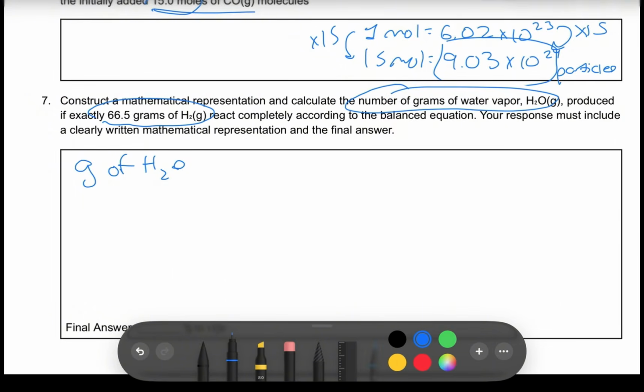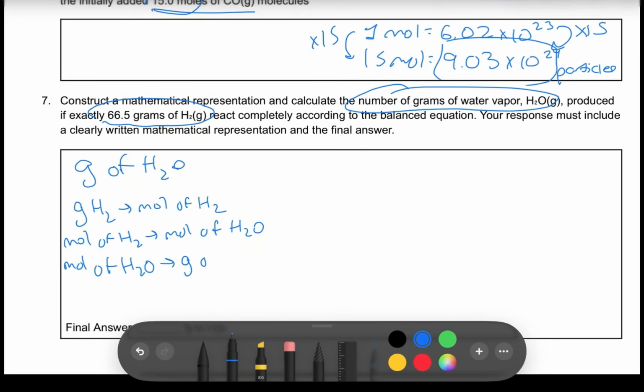So what we need to do is convert from grams of H2 to moles of H2, and then from moles of H2 to moles of H2O, and then moles of H2O to grams of H2O. Because we can't go from grams directly to grams, we need to do a whole process. So first, let's convert grams of H2 to moles of H2.